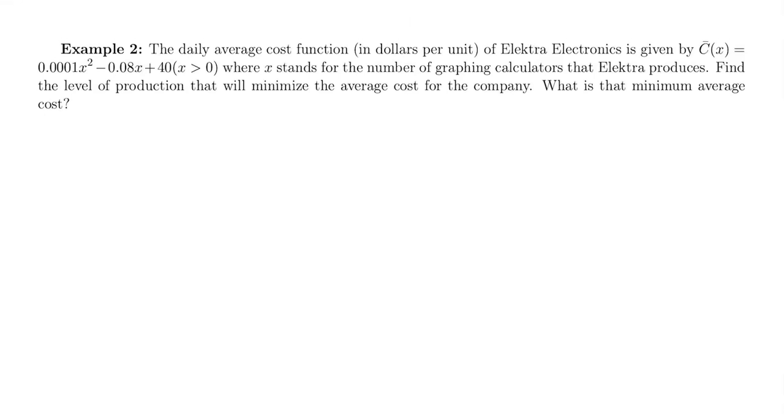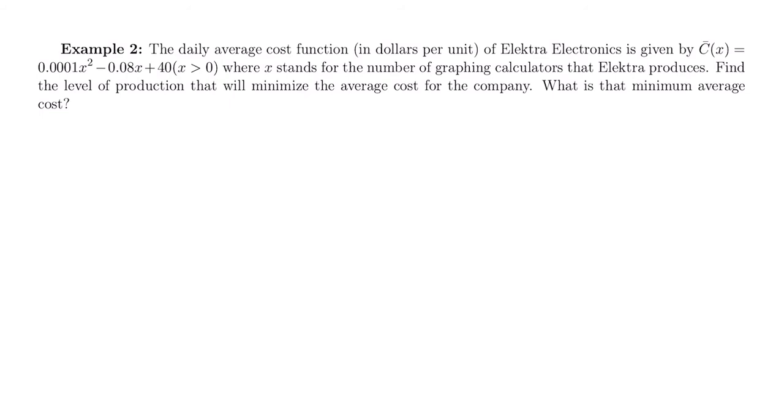Here we're trying to do some more optimization, finding absolute maximum or minimum. The daily average cost function in dollars for this electronics company is given by C bar equals 0.0001x squared minus 0.08x plus 40, as long as x is bigger than 0, where x stands for the number of graphing calculators that this company produces. Find the level of production that will minimize the average cost for the company and figure out what that minimum average cost would be.